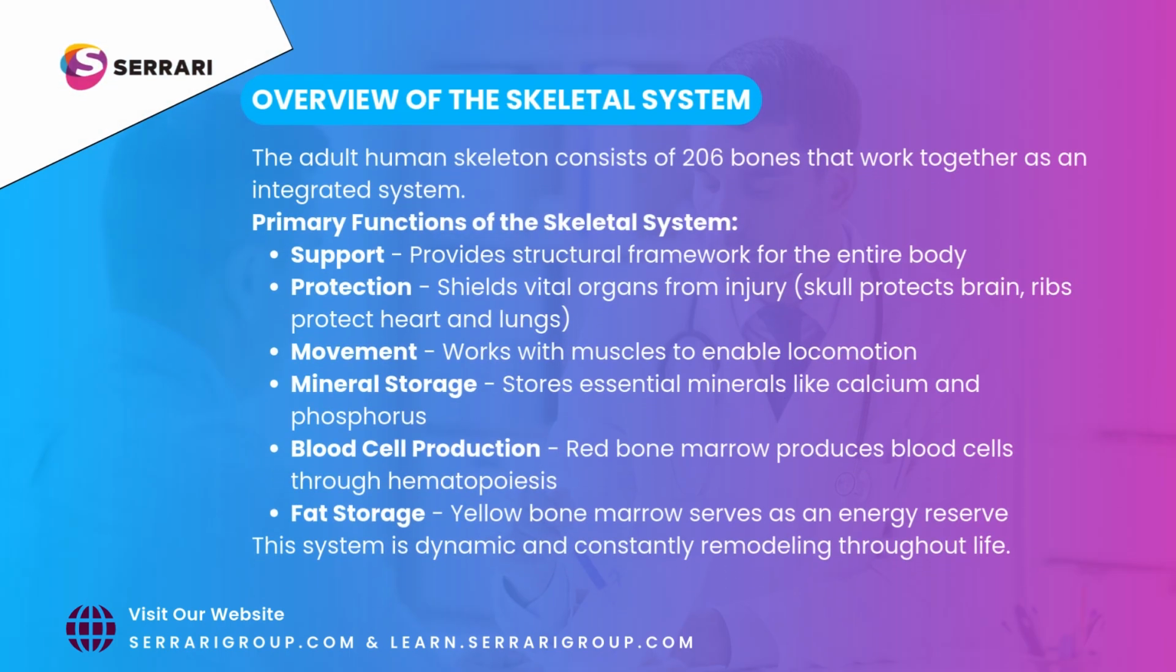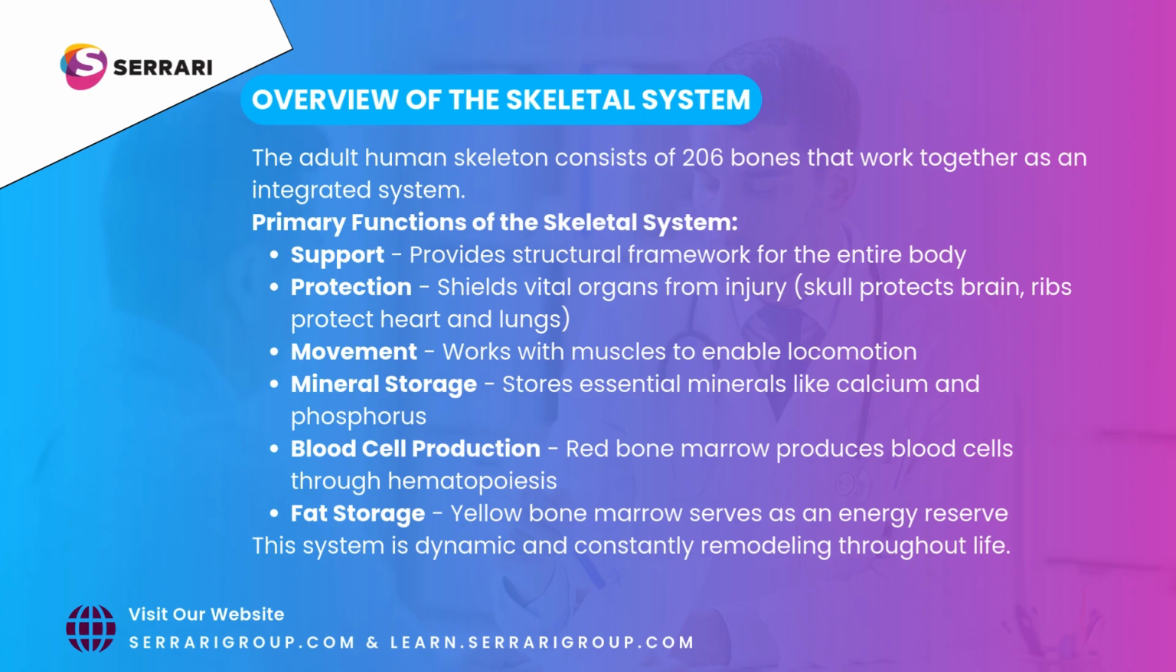Overview of the skeletal system. The adult human skeleton consists of 206 bones that work together as an integrated system. Primary functions of the skeletal system. Support provides structural framework for the entire body. Protection shields vital organs from injury. Skull protects brain, ribs protect heart and lungs. Movement works with muscles to enable locomotion.